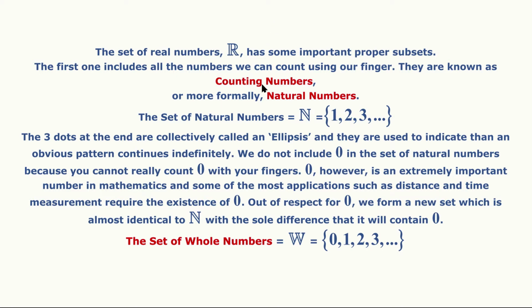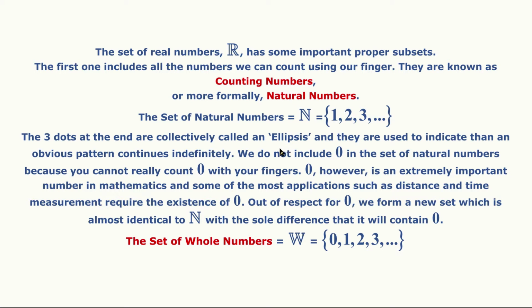We call them, for obvious reasons, counting numbers, but more formally we call them the set of natural numbers. And we use this double bar notation again with N, and it's basically the set containing the numbers 1, 2, 3, etc. This ellipsis at the end indicates that this pattern continues indefinitely.